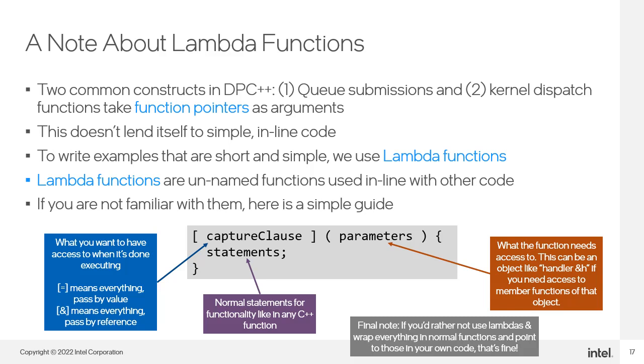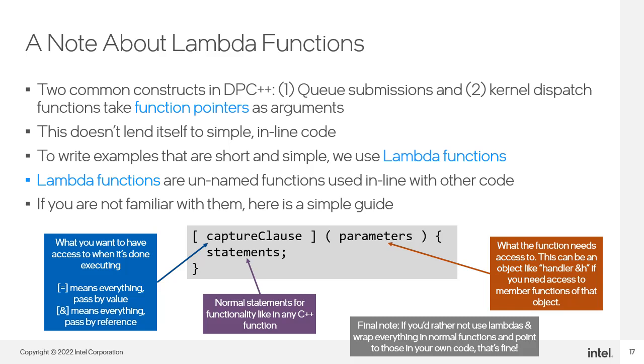Two common constructs in DPC++ that require function pointers as arguments are queue submissions and kernel dispatch functions. When writing these constructs, you will find that Lambda functions are utilized instead of the function pointers. To get you familiar with them, a simple guide is presented in the code snippet as shown.